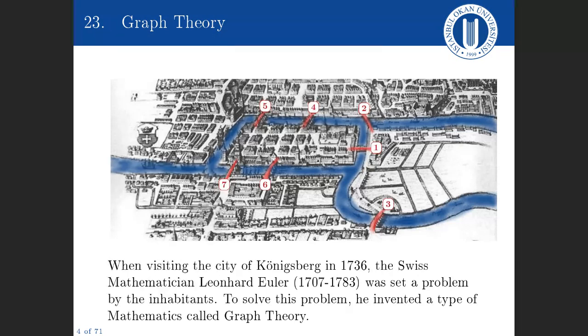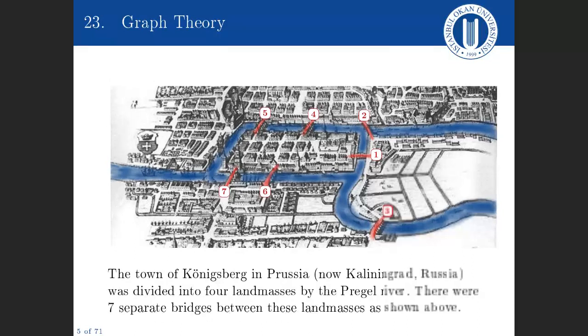When he was visiting the city of Konigsberg in 1736, the Swiss mathematician Euler was set a problem by the locals. In order to solve the problem that they set him, he invented a type of mathematics which we call graph theory. The town of Konigsberg, which is now called Kaliningrad, was divided into 4 landmasses by the river. There were 7 bridges between the landmasses as shown in this picture.